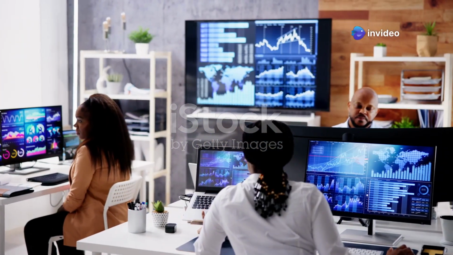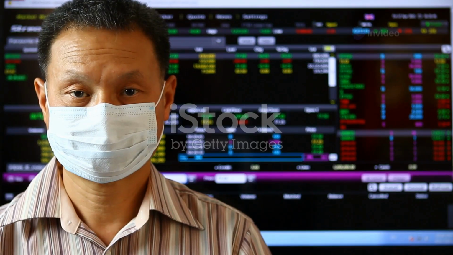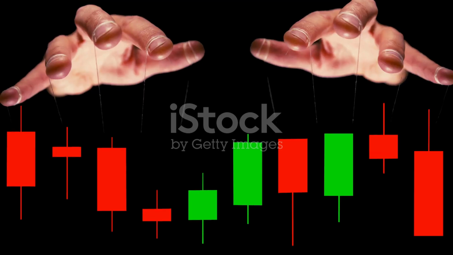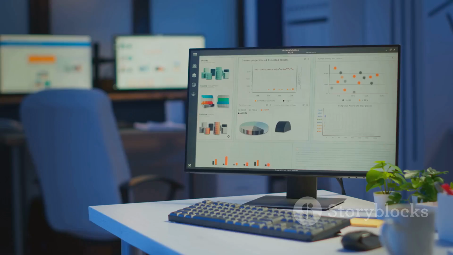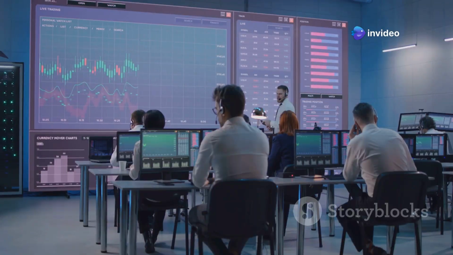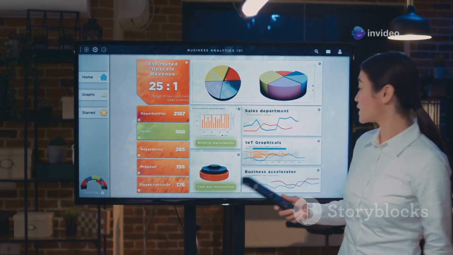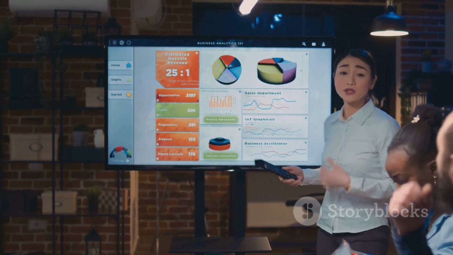In today's data-driven world, businesses are inundated with information. Raw data can be overwhelming and difficult to interpret. This is where data visualization comes in. It transforms complex data into easy-to-understand visuals. Charts, graphs, and dashboards bring data to life. They reveal patterns, trends, and insights that might otherwise remain hidden.